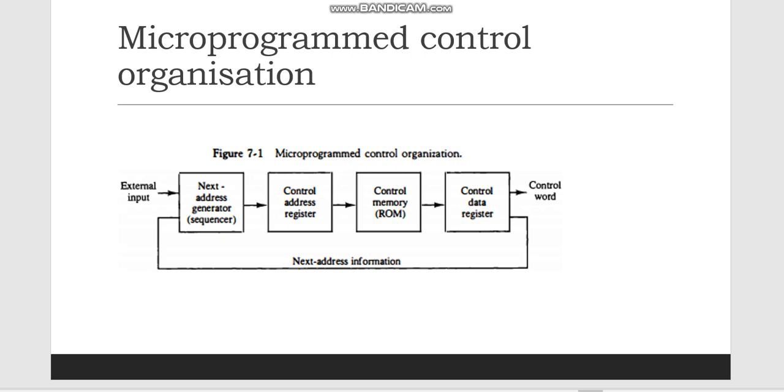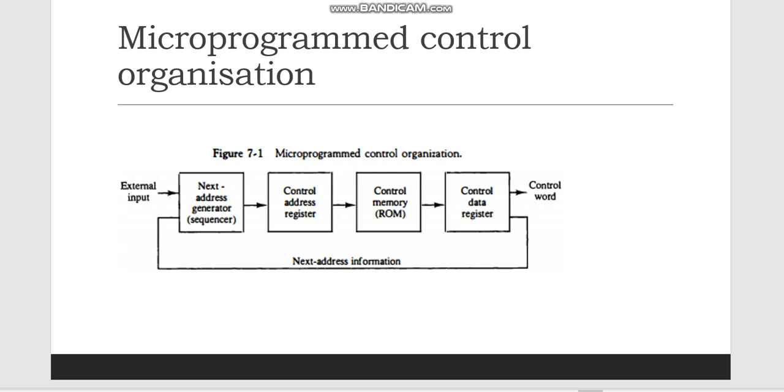The address of the next microinstruction can be specified in several ways depending on the sequencer inputs. Typical functions of a microprogrammed sequencer are incrementing the control address register by 1, loading into the control address register an address from control memory, transferring an external address, or loading an initial address to start the control operations.